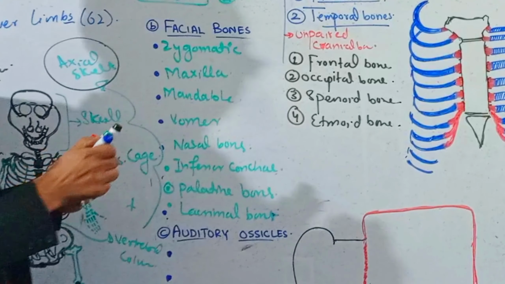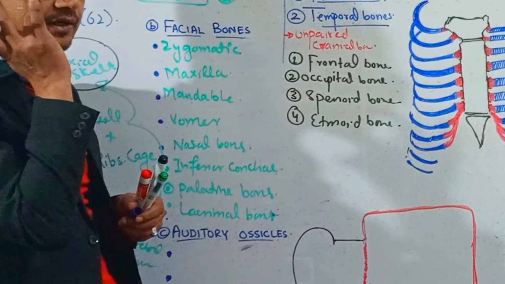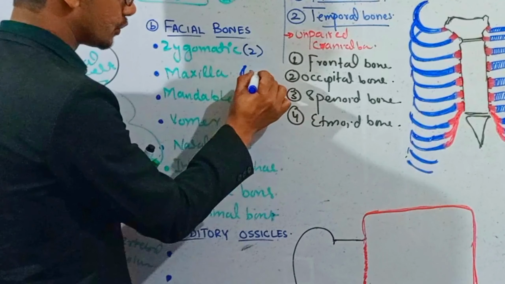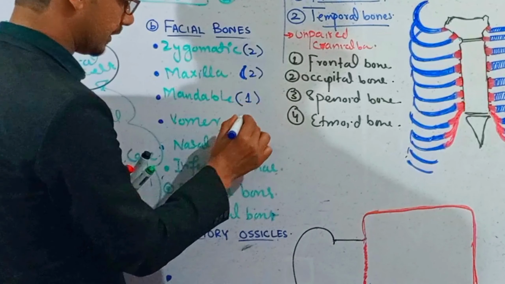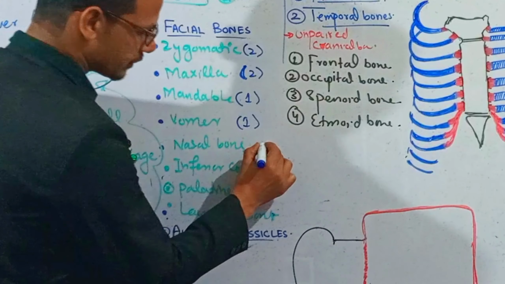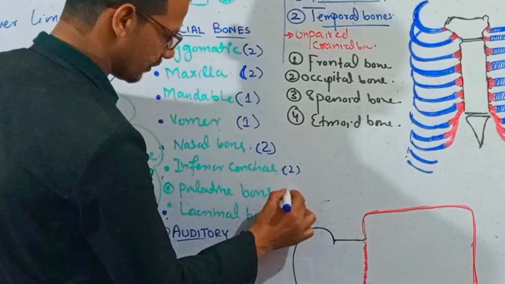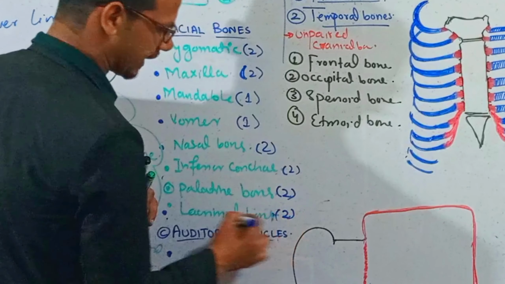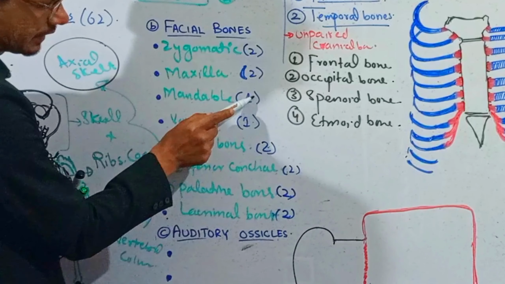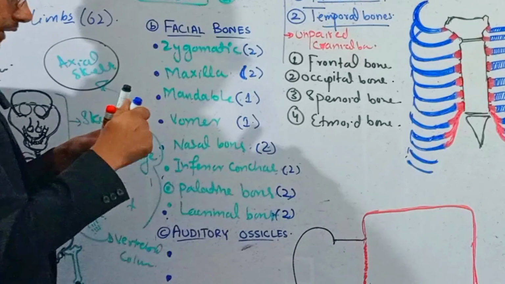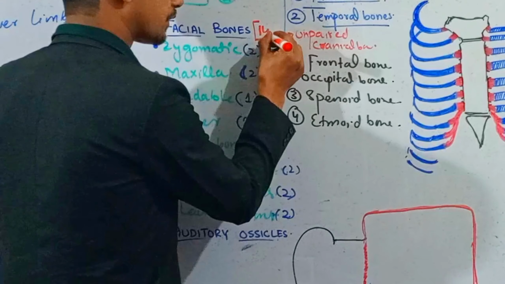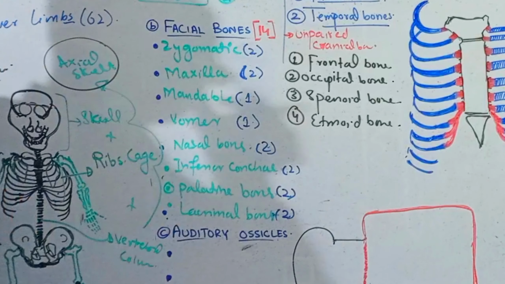Zygomatic are 2 in number, the right and left. So 2 zygomatics, 2 maxilla, 1 mandible, 1 vomer. All these bones are unpaired or paired as stated. 2 nasal bones, 2 inferior conchae, 2 palatine bones, and 2 lacrimal bones. So 2, 3, 4, 5, 6, 7, 8, 9, 10, 11, 12, 13, 14. As we have discussed, the face is composed of 14 visible bones.